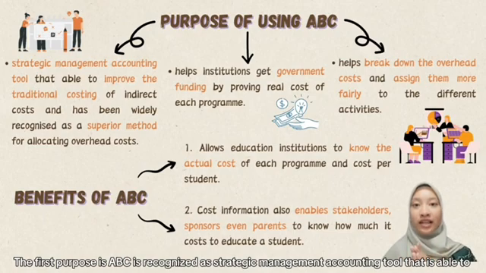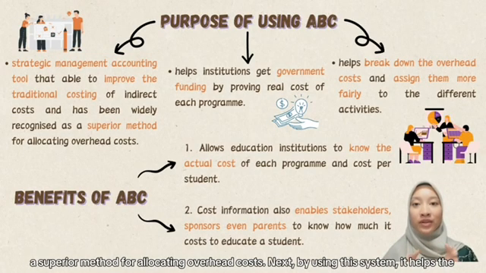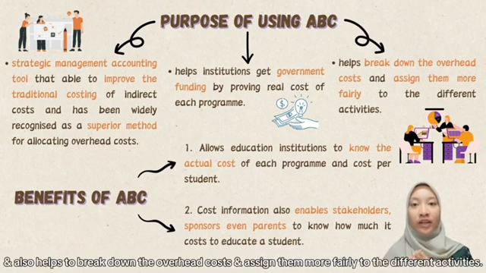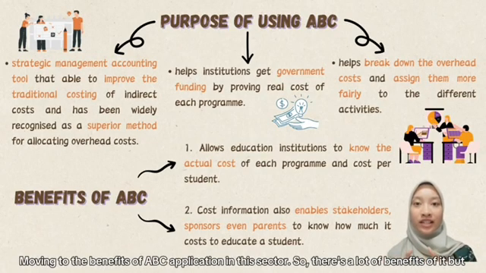The first purpose is that ABC is recognized as a strategic management accounting tool that is able to improve the traditional costing of indirect costs, and it has also been widely recognized as a superior method for allocating overhead costs. Next, by using this system, it helps the institution to get government funding by proving their real cost of each program, and it also helps to break down the overhead costs and assign them more fairly to the different activities.